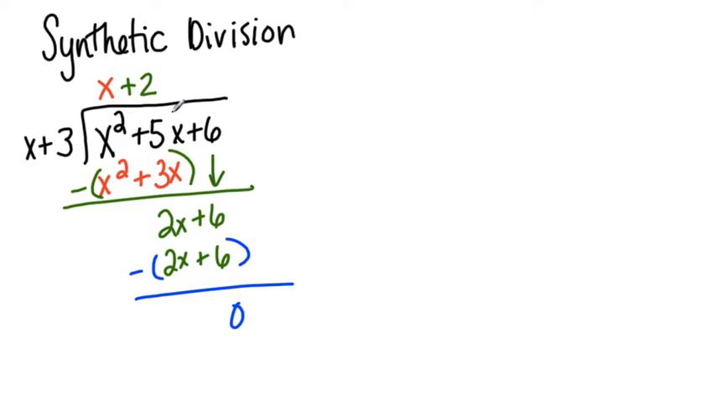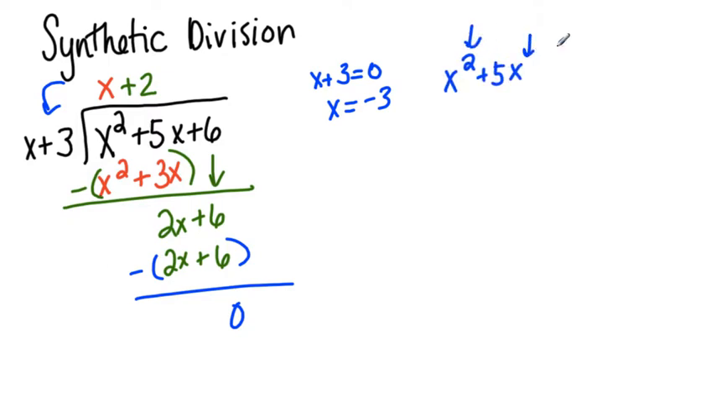So here's what you're going to do today. You're going to take what you're dividing by, and you're going to set it equal to 0. X plus 3 equals 0, and then you're going to solve for x. So x equals negative 3. And then you're going to take your standard form. Remember how I told you it goes exponent 2, exponent 1, exponent nothing. So 2, 1, nothing. You're going to take the coefficients off of that. So you're going to take 1, 5, and 6. And here's what you're going to write.